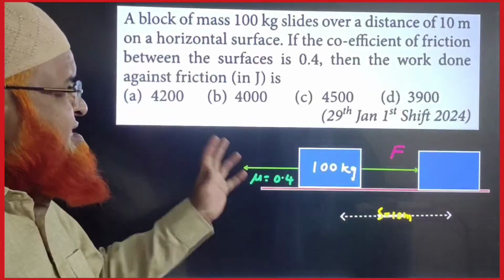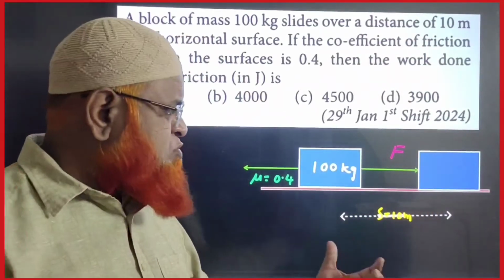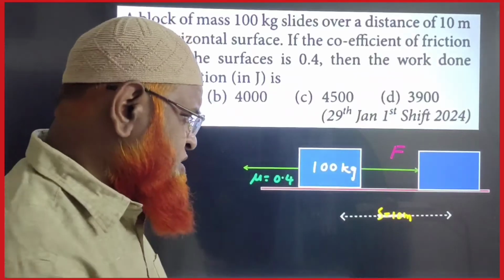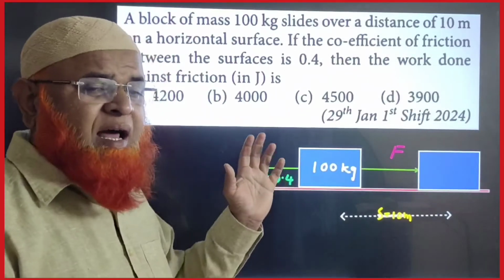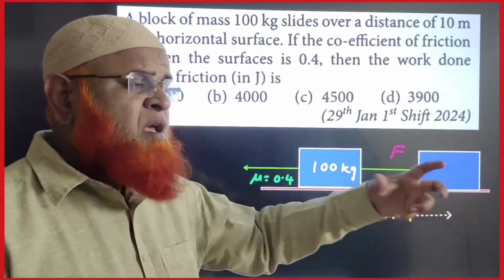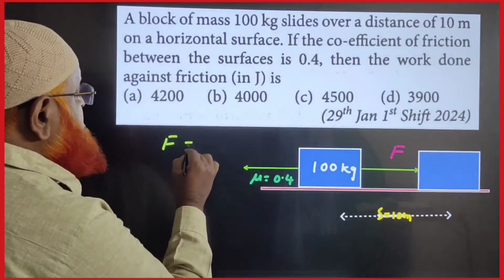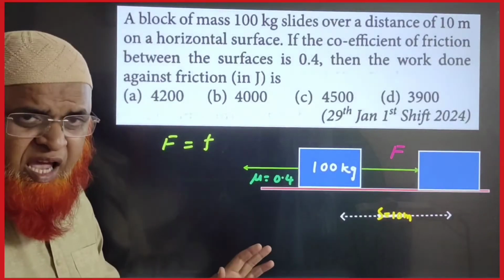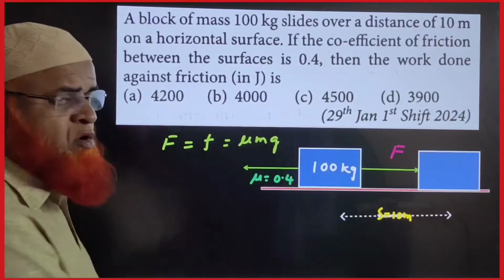Here, a block is moved towards the right a distance of 10 meters. Then what is the work done by the applied force to move the body? You should remember one thing, that in such cases, the applied force and friction force are going to be the same. And the formula is mu mg. You all know about that.